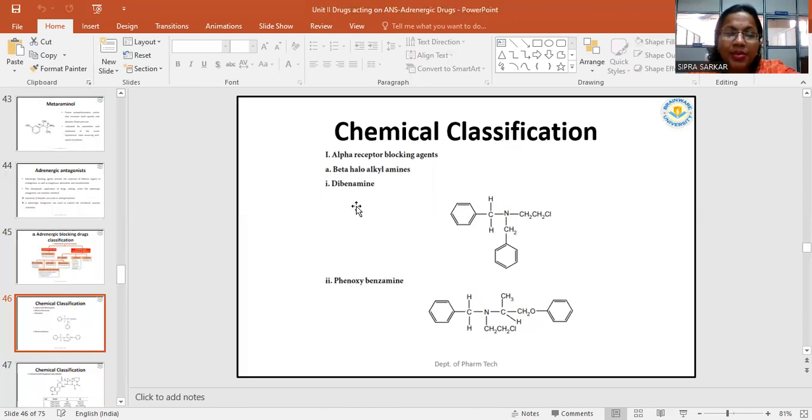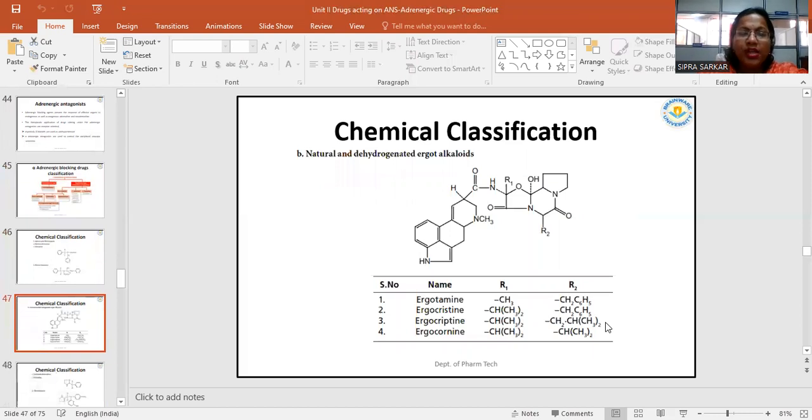One drug in this category is dibenzamine, phenoxybenzamine, where you see the phenyl group, CH2O. That's why it is known as phenoxy, and it is known as phenoxybenzamine because a benzene group is there and an amine group is there, as well as a haloalkyl group at the second, beta carbon, where a halogen is also present.